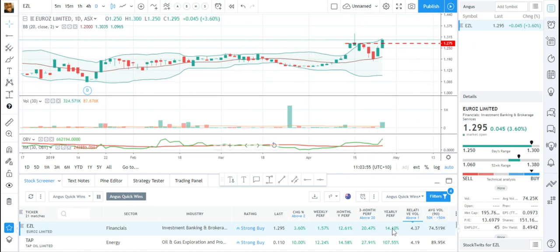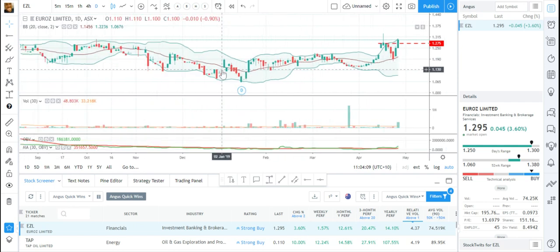Its yearly performance hasn't been great, but it's up 20% over the last 3 months. So it probably hasn't grown as much as I'd like to see over a 3-month period. One week performance is around 2%. Today it's up 3.6. So it hasn't really done much.